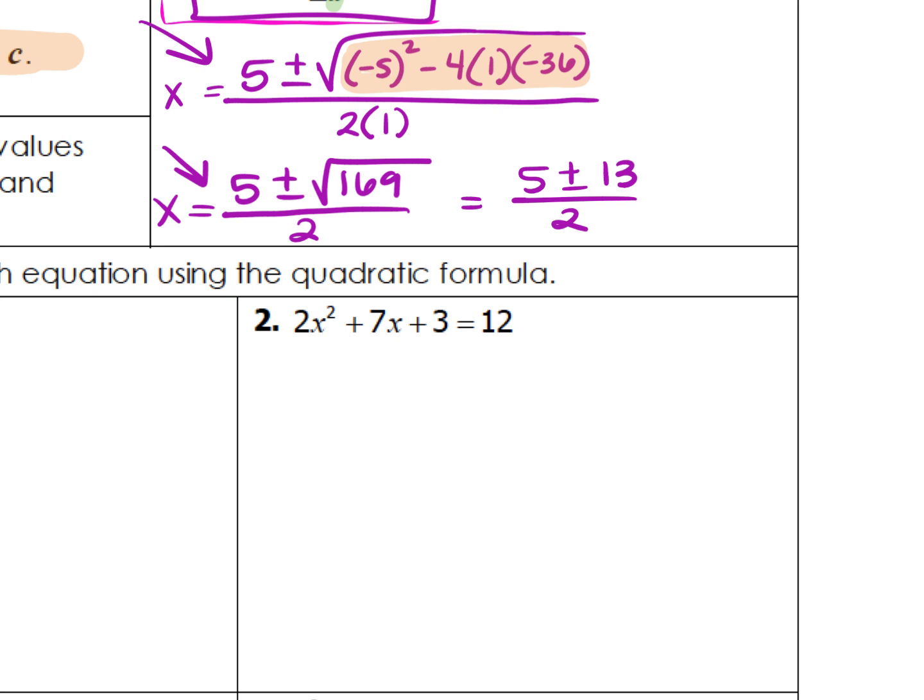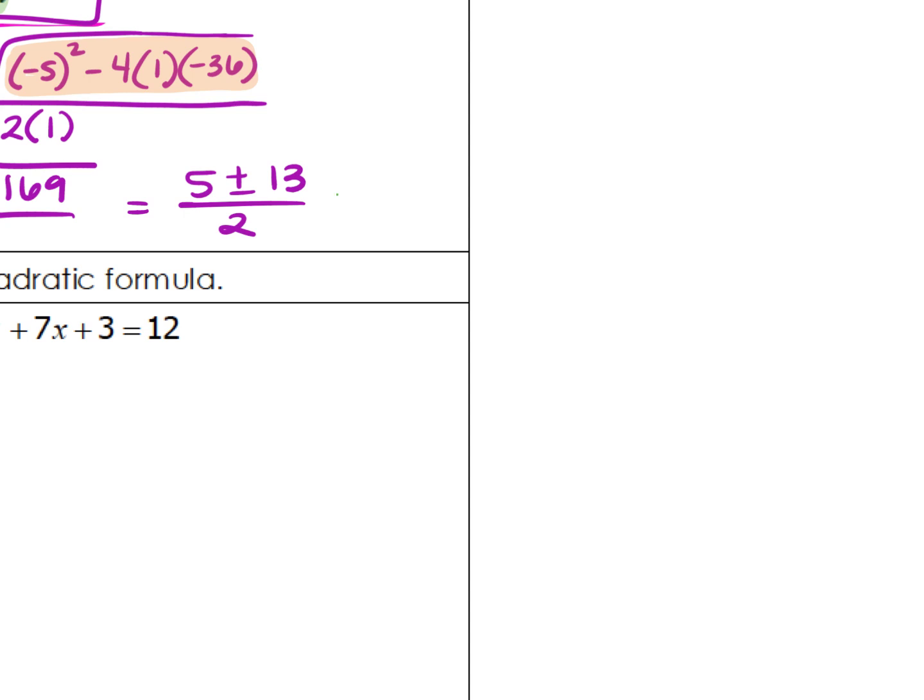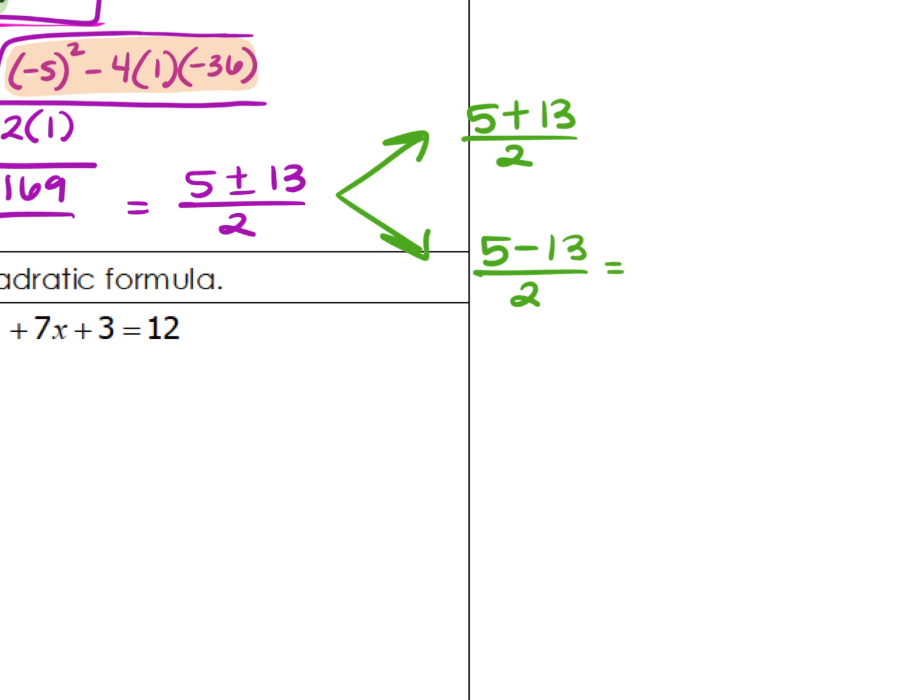What do you think you do next? Don't divide yet. This is tricky. You add it or subtract it. So you have to now break this into 2 problems. You need to do 5 plus 13 over 2, and you need to do 5 minus 13 over 2. And if you plug that into your calculator, you will get the wrong answer. Division bars say that's your last step to do that division.